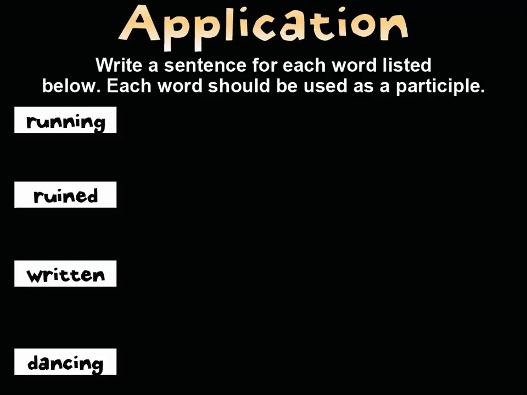Here's another activity. Write a sentence for each word listed below. Each word should be used as a participle. You can please keep them in the forms that they are. So the first and the last are being used as present participles, and the middle two are both being used as past participles.